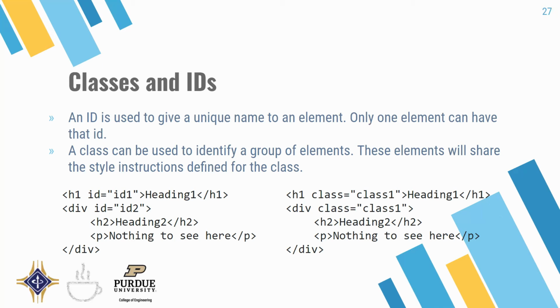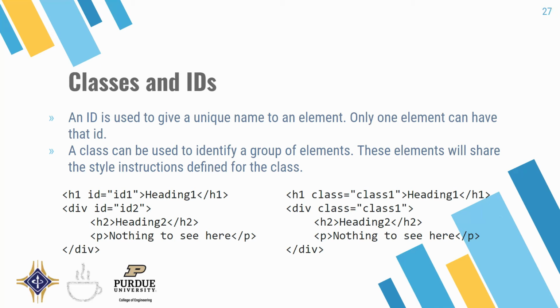On the other hand, classes are used to identify groups of elements. And these elements are all grouped together into one class, right? The name class represents multiple things. So how you define it, you can see on the two example snippets of code on the bottom here. For an ID, it's an attribute, so you just go id equals, then the ID name in quotes, and then class equals the class name in quotes.